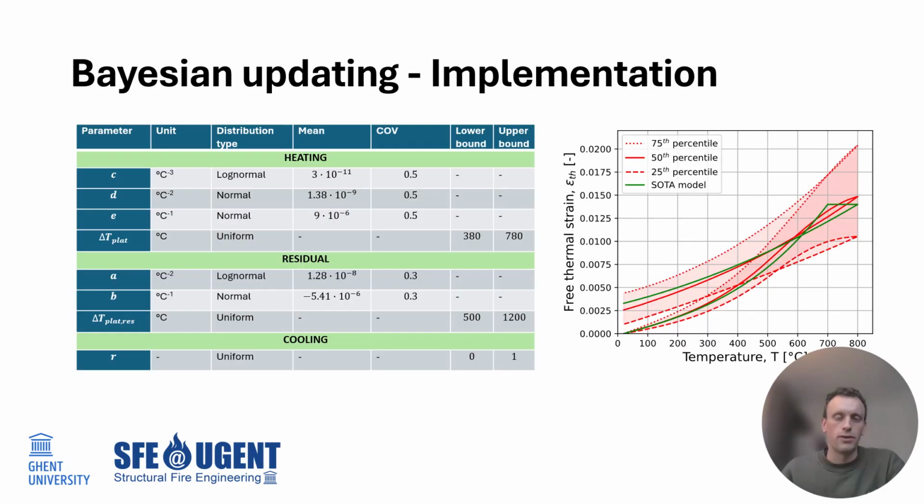Okay, so one of the prerequisites of the Bayesian framework for updating the model is that you start from a probabilistic model. But until now, our model is still deterministic, so we've decided to assign some probability density functions to the various coefficients and parameters that we have in our model. Now, without going into detail, the mean value is always based on the value of the deterministic model, and the coefficient of variation is actually based on engineering judgment.